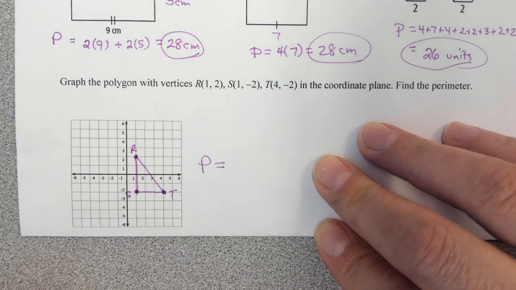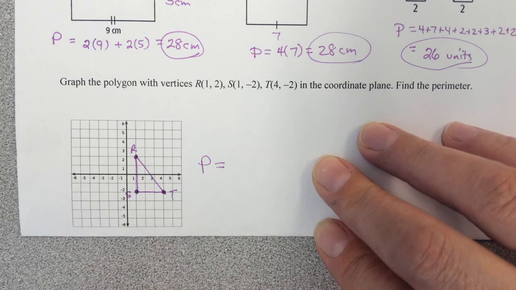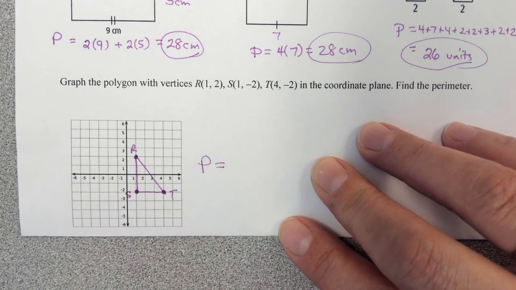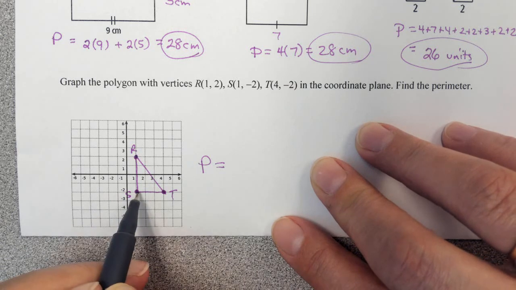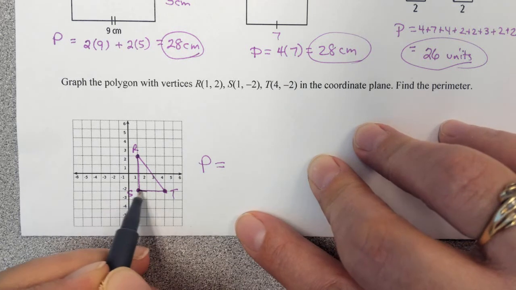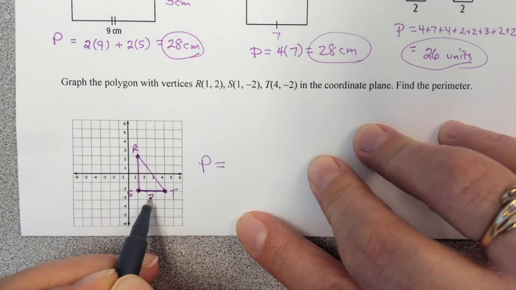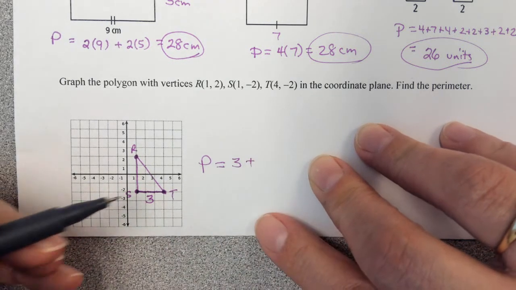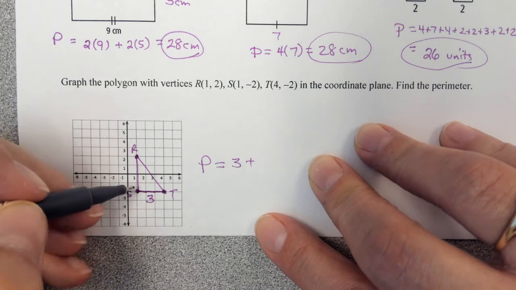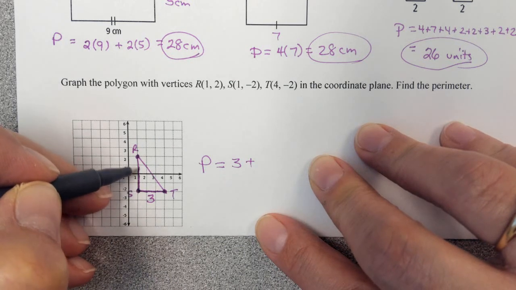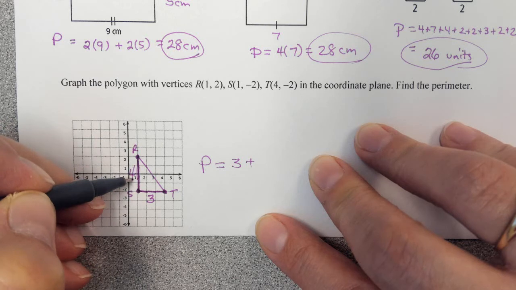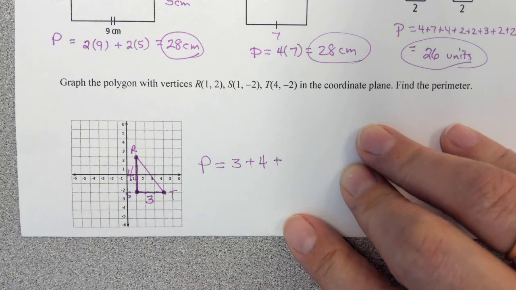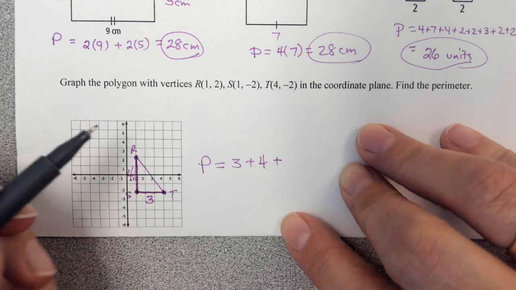So let's figure out how long the sides are. We can count to get 2 of them. Horizontal and vertical sides are easy to measure. We just count spaces. So on the bottom between S and T we have 1, 2, 3 for that length. So 3 plus, up the left side we have 1, 2, 3, 4 units long. So plus 4 plus, now here's the tricky thing.